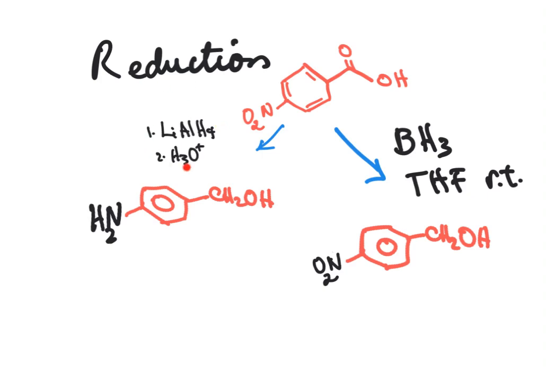Let's explore the reduction of the carboxylic acid. We can use two different reducing agents. We can use lithium aluminum hydride, which is a strong reducing agent, or we can use borane, which is a much more selective chemical. In this example, we can see that the carboxylic acid group is being reduced to a primary alcohol while keeping intact the nitro group. When we use lithium aluminum hydride for the same reaction, then we are reducing both the carboxylic acid group to a primary alcohol and the nitro group to an amino group.